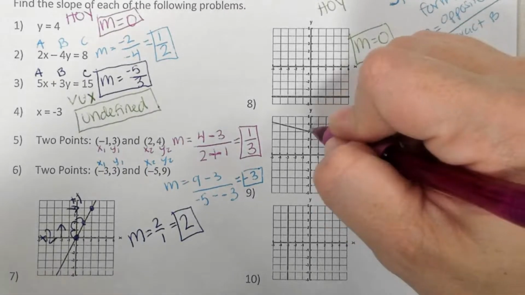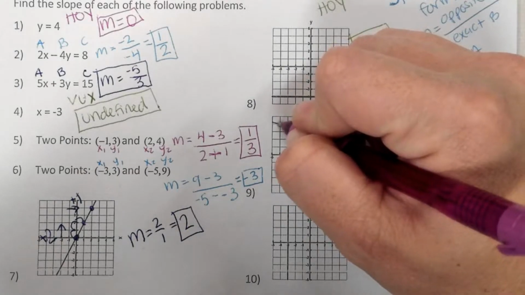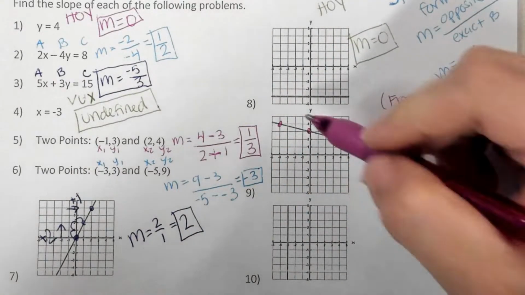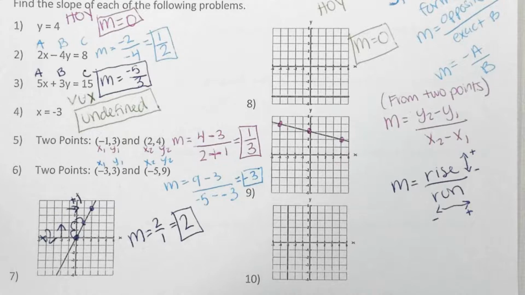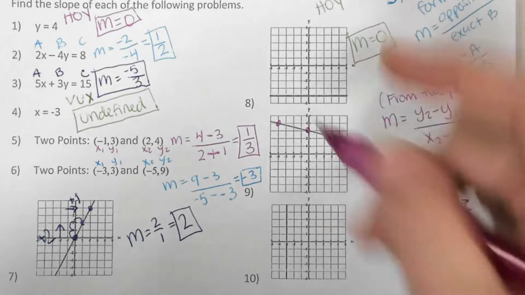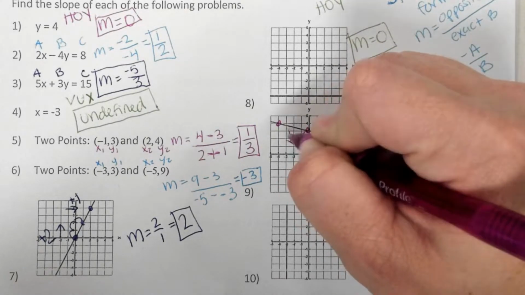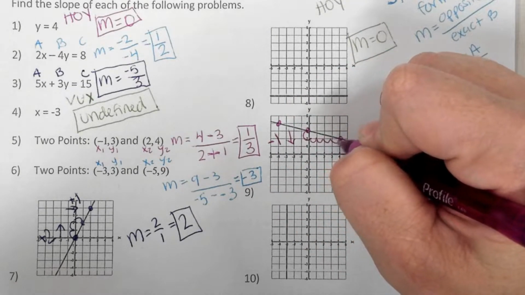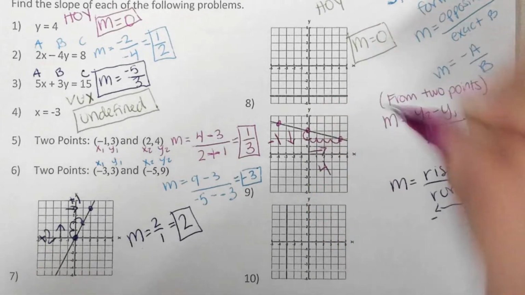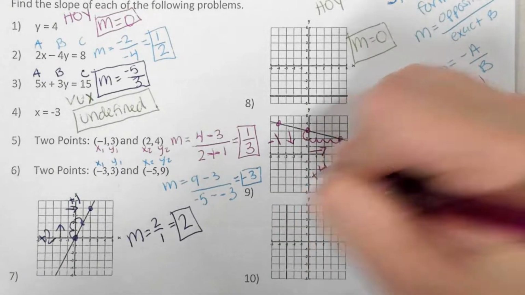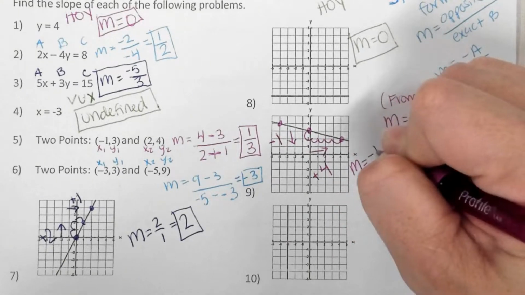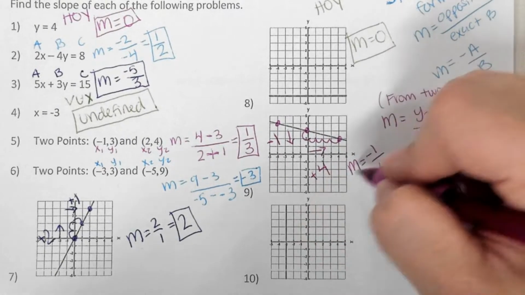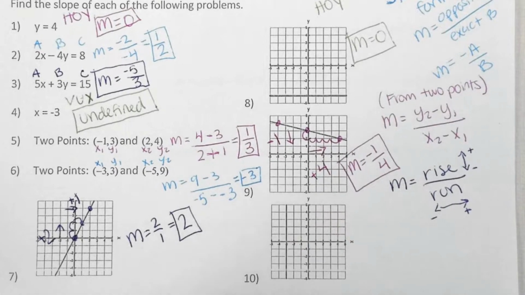So 9, here's a pretty point, this looks like a pretty point, and this also looks like a pretty point, and if you notice they're about the same distance, so that's correct. So I'm going to go down 1, which is negative 1, and I'm going to go right 1, 2, 3, 4, which is positive, so my slope is negative 1 over 4. Which does not simplify. And this is a negative slope. It's going downward from left to right, so my answer should be negative.